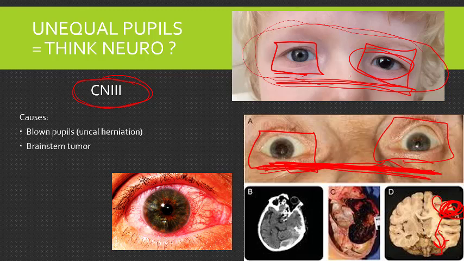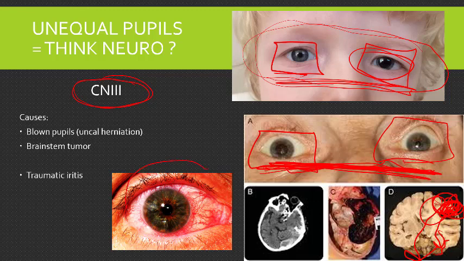For example, brainstem tumor, right? Again, anything that's causing pressure up in the brain can push the brain out. So could this little boy have a brainstem tumor? Yes. That is why we need to do a very thorough neuro exam on him.